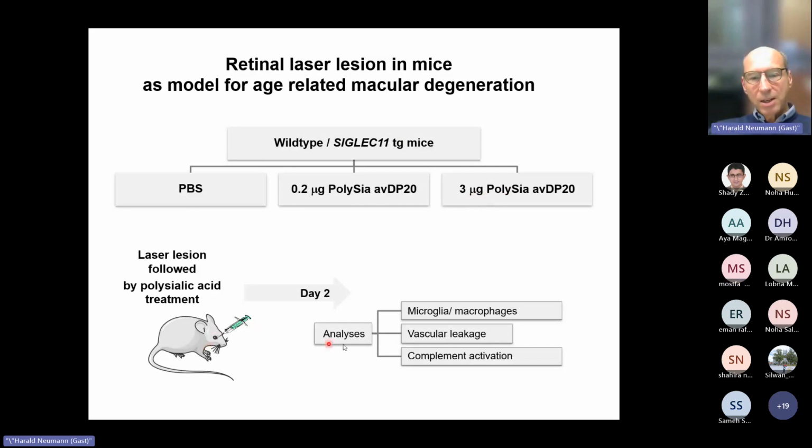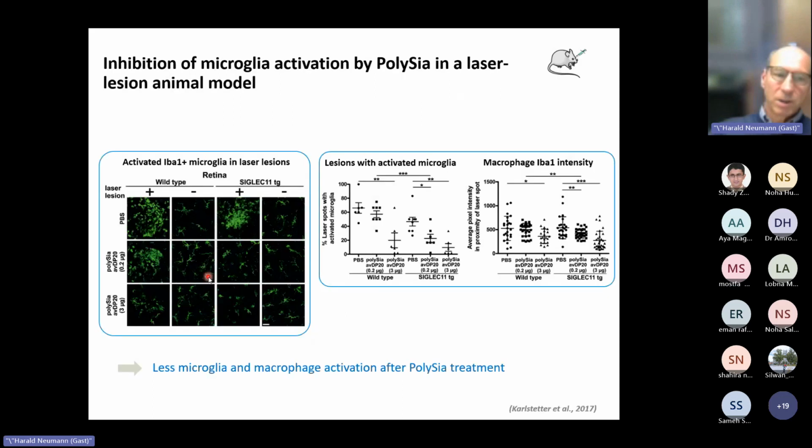Then we had this laser lesion, and 2 days later, we analyzed the mice in respect to microglia activation, macrophage activation, vascular leakage, which is also a typical sign in this age-related macular degeneration in humans, and complement activation. This is a very artificial model. Clearly, age-related macular degeneration in humans is not a laser lesion, but it's an accepted animal model which many people are using. So in principle, we make a very severe immune challenge lesion by this laser into the retina of these mice, but it's very often used as an animal model of age-related macular degeneration.